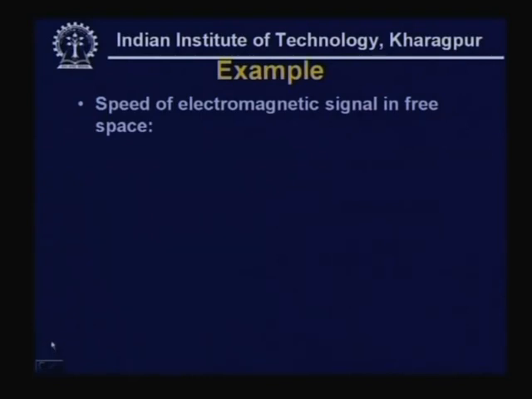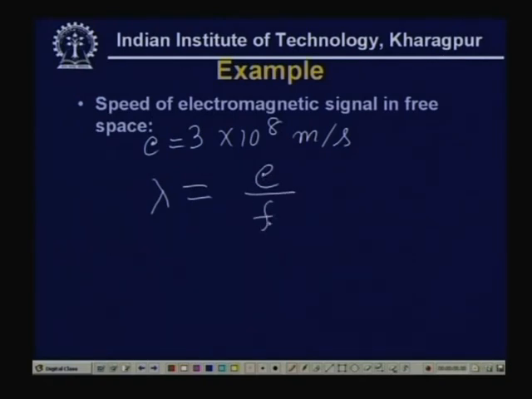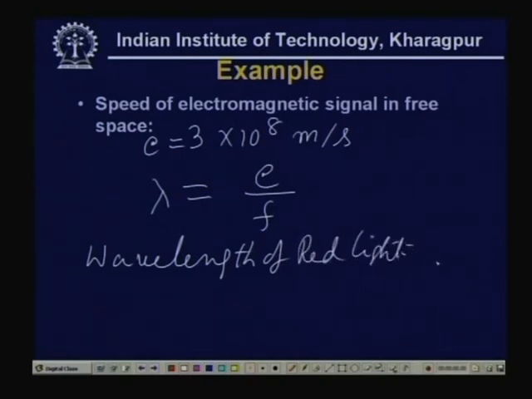Let me explain with the help of some example about the speed and frequency. For example, the speed of an electromagnetic signal in free space is 3 into 10 to the power 8 meter per second. Now, lambda is equal to c by frequency, the speed of light by frequency. For example, the frequency of red light is equal to 4 into 10 to the power 14 hertz. What is the wavelength of this?